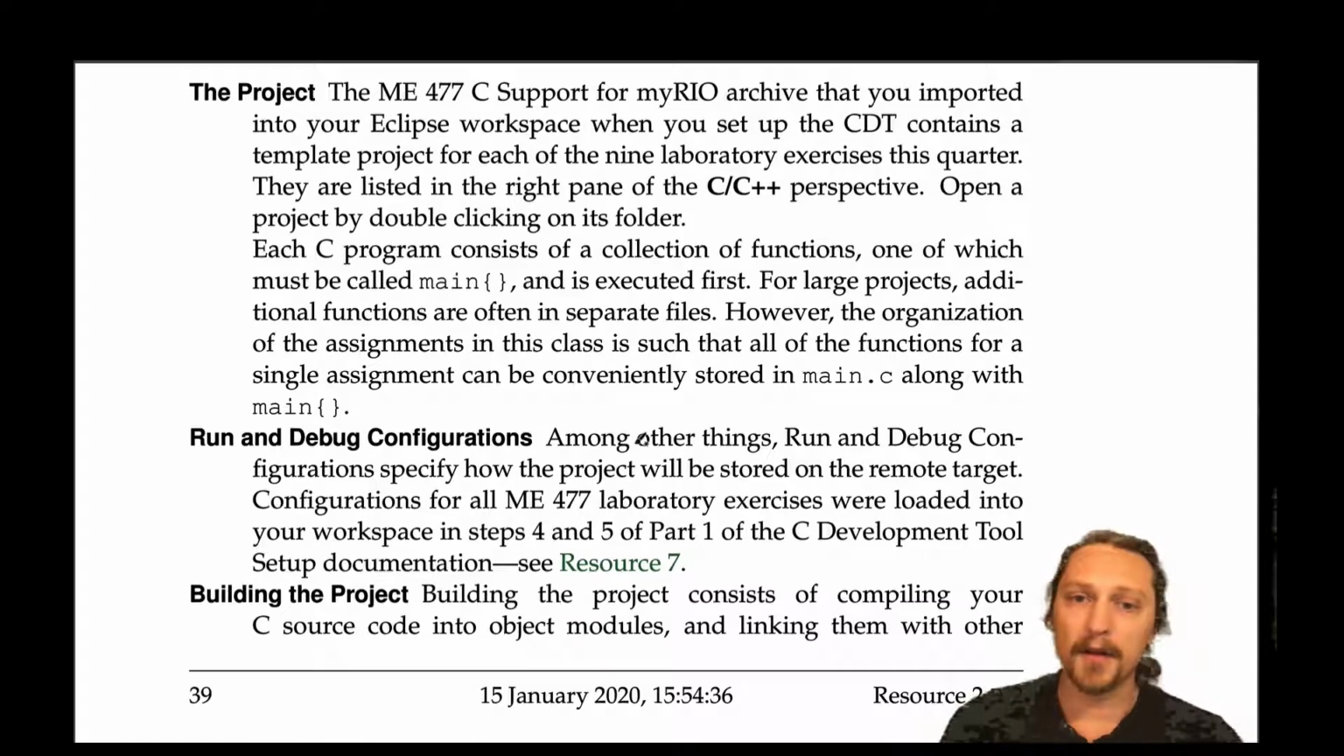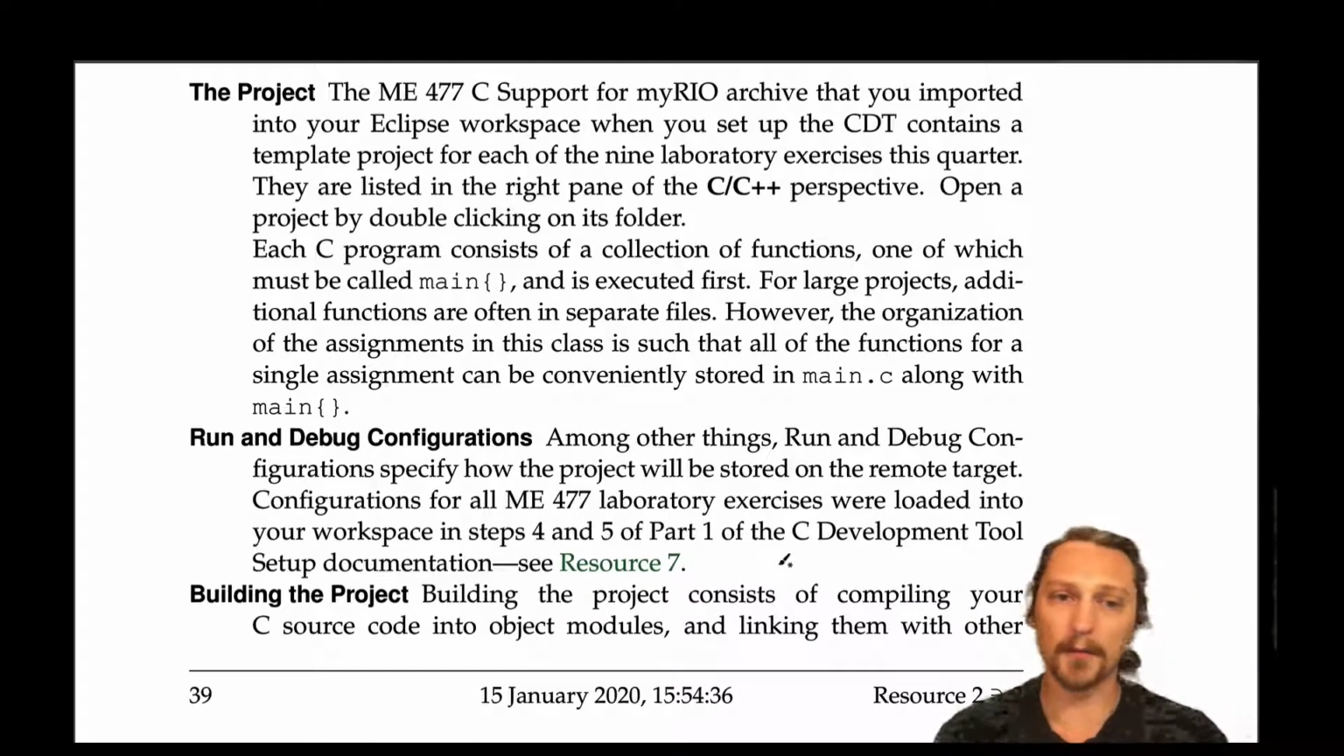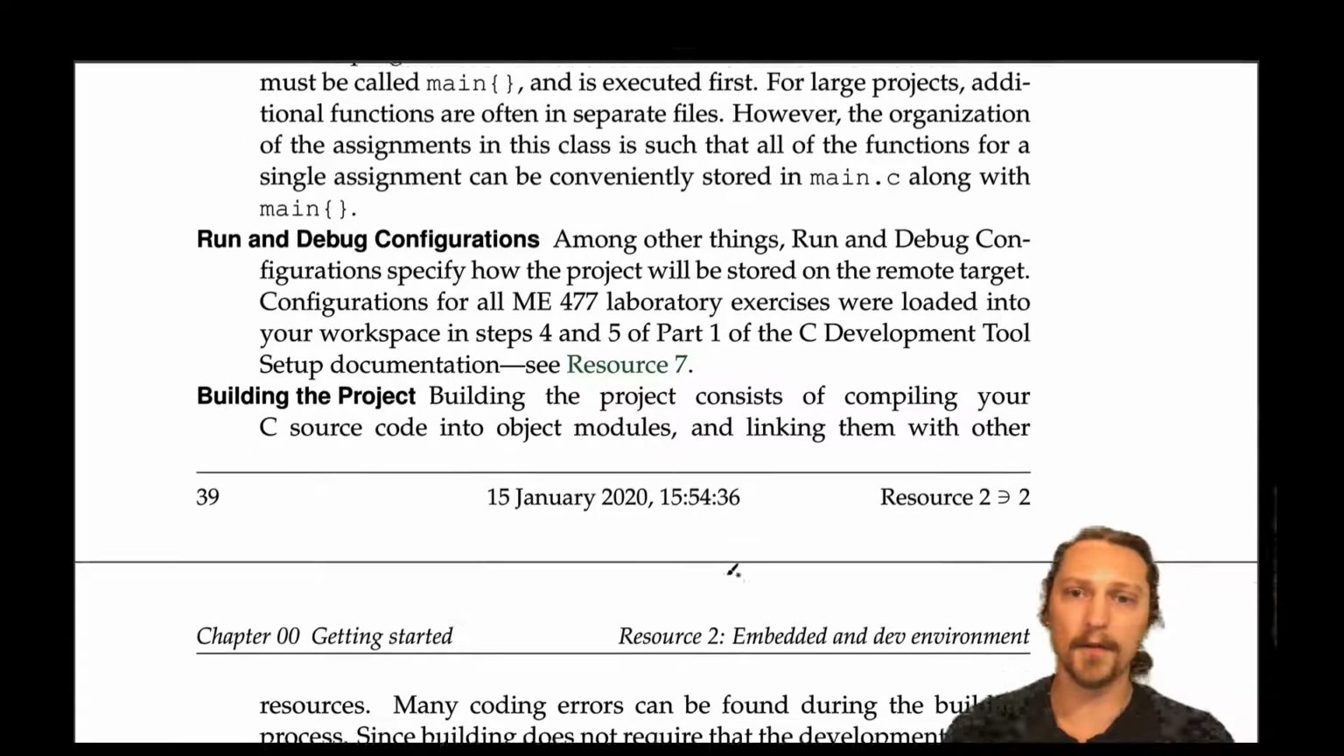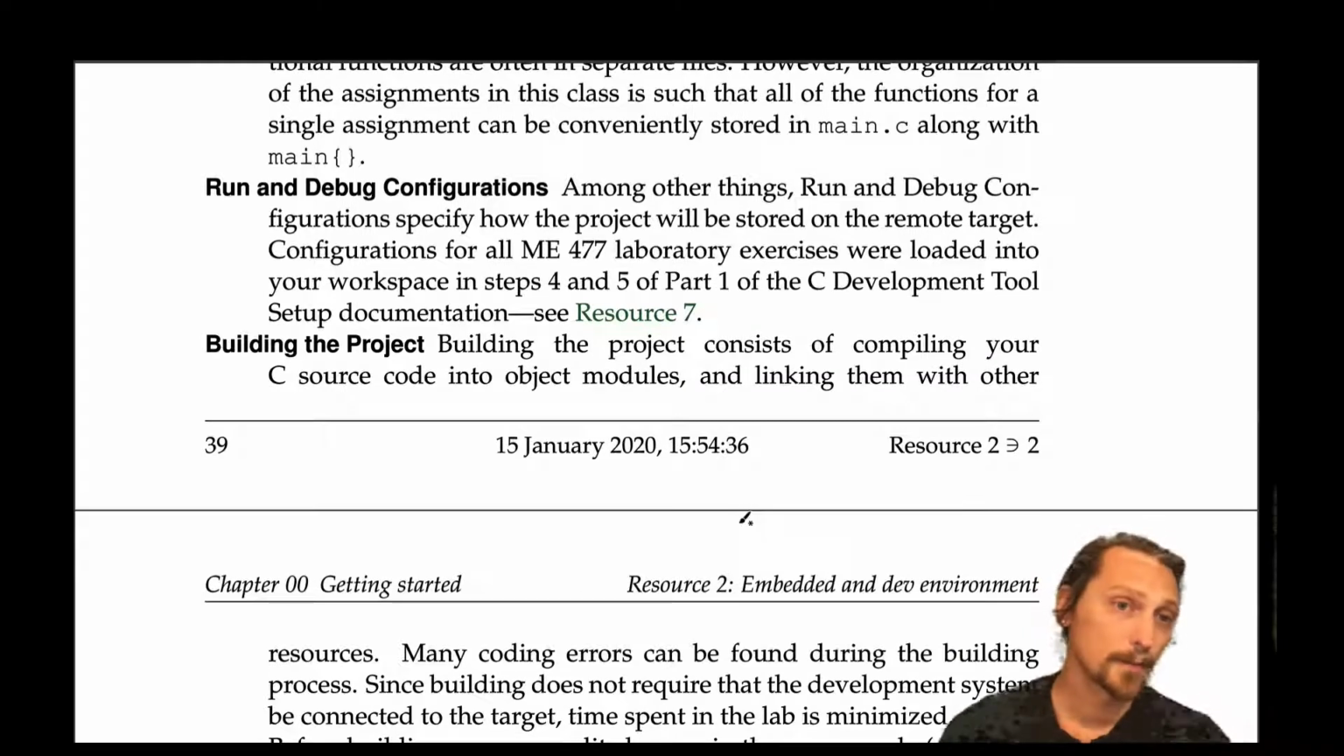You'll also have, through resource 7, brought in these debug and run configurations. So Eclipse will know how to do the debugging and which compiler to use, etc., for compiling your main.c program and for executing it. So go ahead and set that up, and you'll be good to go. You'll have those already in there. You don't have to set them up yourselves.